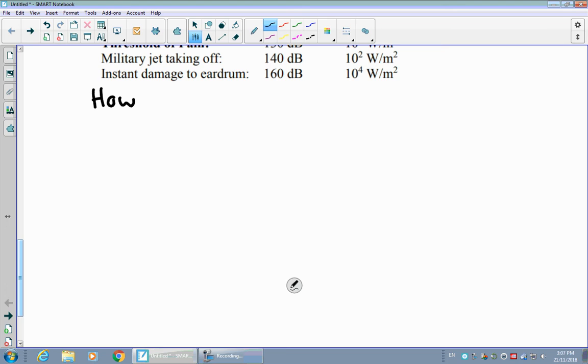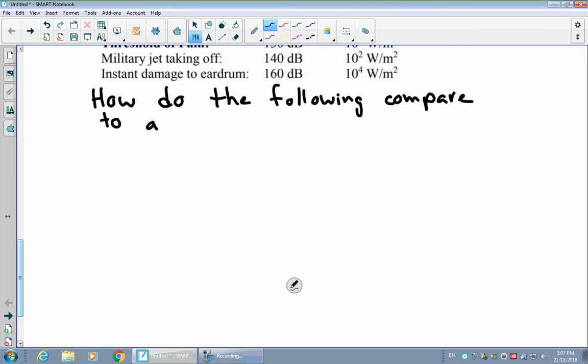So the question I want to ask is, how do the following sounds compare to a 10 decibel sound? So if we were to start with a 10 decibel sound and then hear some other sounds after that, let's try and see how we can compare them and how many times more intense each one would be. So let's say the first little example I'm going to talk about is, what about if we had 30 decibels?